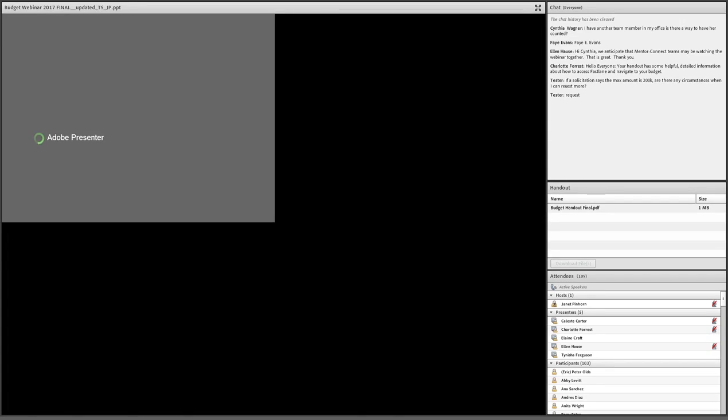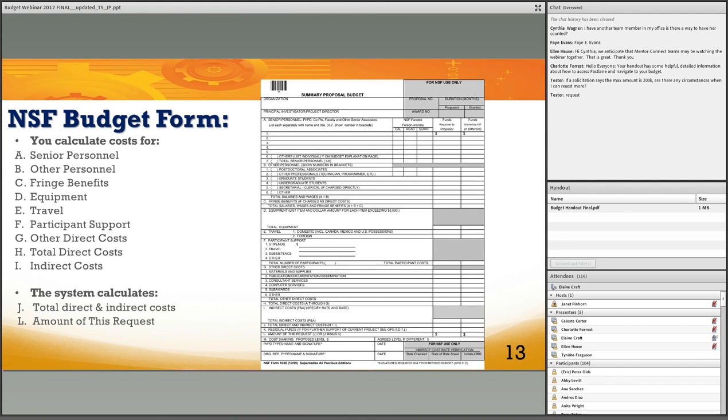Now, if Maytech can get the slides back up for us, we will take a look at each of the budget categories. As you can see, there are two personnel sections. Section A is senior personnel and Section B is other personnel. There is a separate Section C for fringe benefits that are associated with personnel costs at your institution.